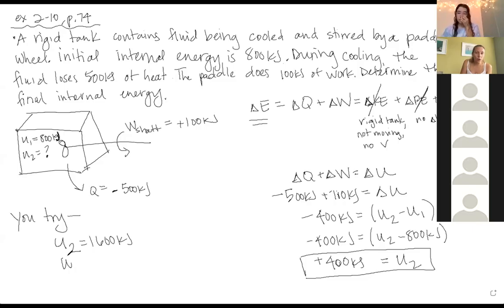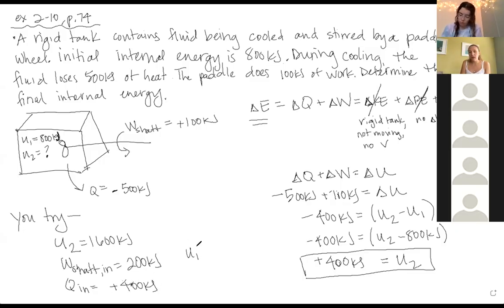Your work being done by your paddle, so your shaft work coming in, is going to be equal to this times 200 kilojoules. So you have more work being done. And this time we're going to be heating up the water instead of cooling it down. So we're going to have heat coming in, equal to positive 400 kilojoules. We're heating up the system.